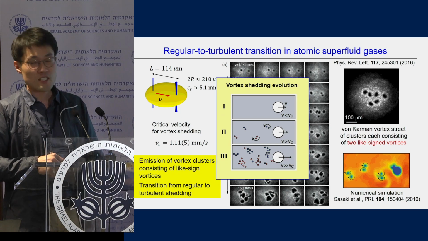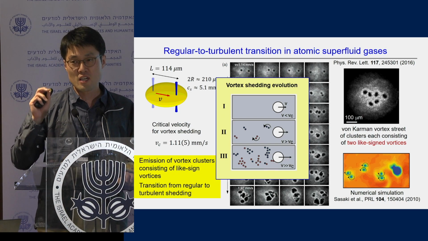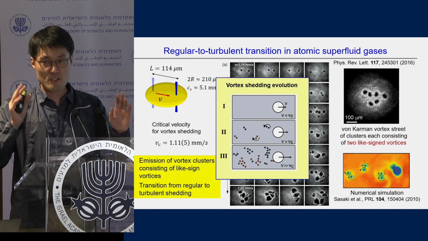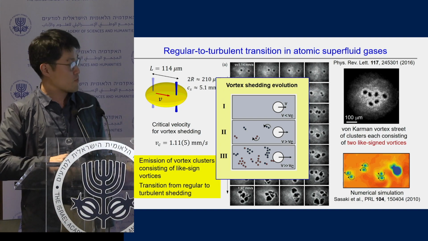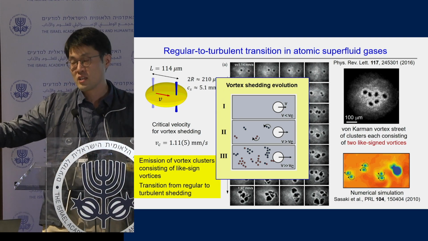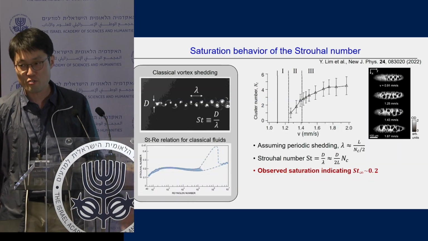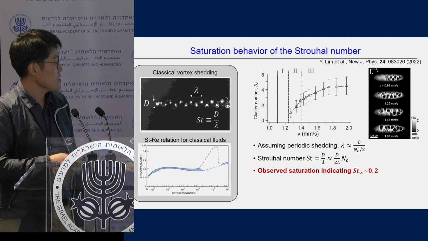Below the critical velocity, nothing happens, but just above the critical velocity, vortices start being shed. There are certain velocity ranges where you get regular shedding, like this Von Karman street. And at high velocity, you have large clusters coming out, and eventually turbulence is generated. It's pretty much similar to what we have in the classical fluid.